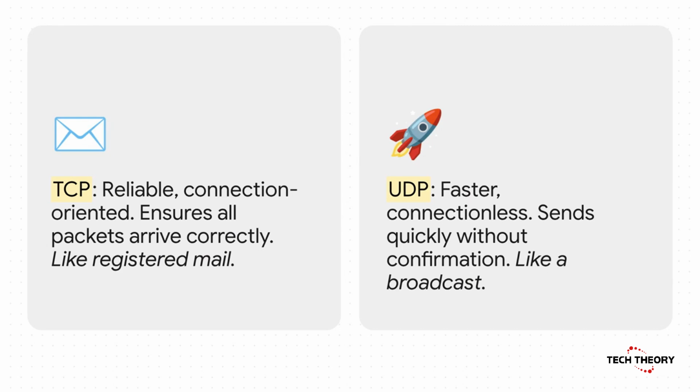Now, our shipping manager has 2 main options. For something really important, like an email, it uses TCP. That's like sending registered mail. It checks to make sure every single packet arrives safely. But for things like video streaming, where speed is everything, it uses UDP. That's more like sending a postcard. It just sends the data as fast as possible and doesn't wait for a confirmation.